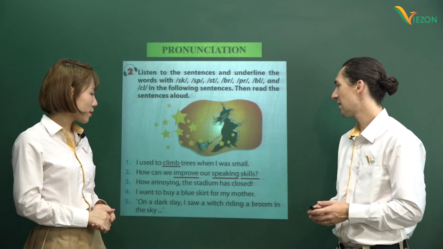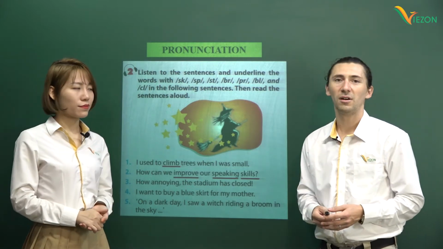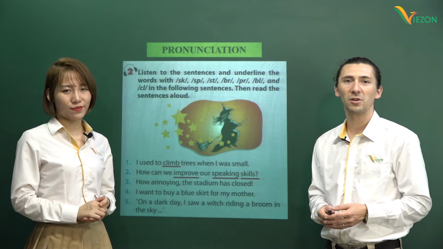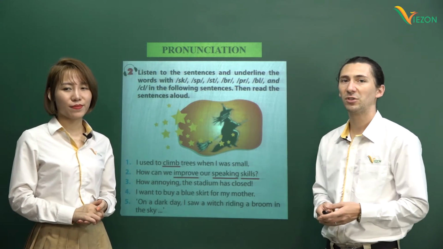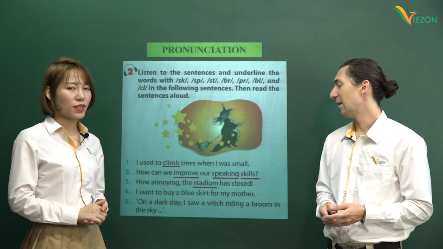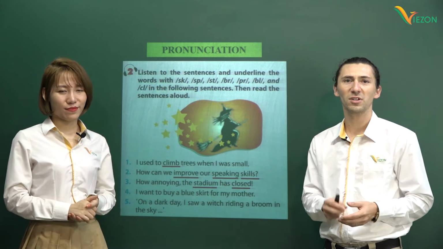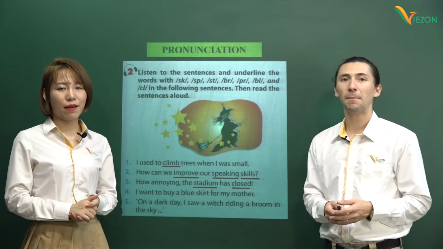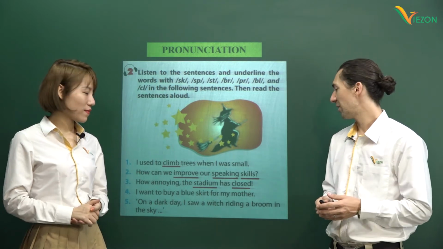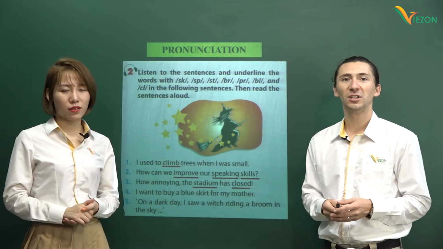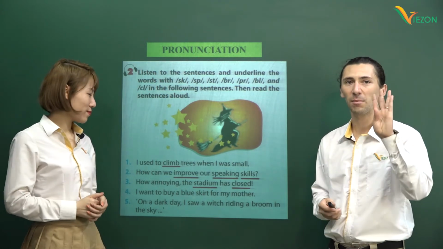Now let's look at number 3. Number 3 says, how annoying. The stadium has closed. All right, so here I see a couple words we can underline. So go ahead and underline them now. If the 2 words you underlined are stadium and closed, you are correct. So let's go ahead and practice those a couple times. Stadium. Stadium. Very good. And the other one with the CL sound, closed. Closed. Very good.